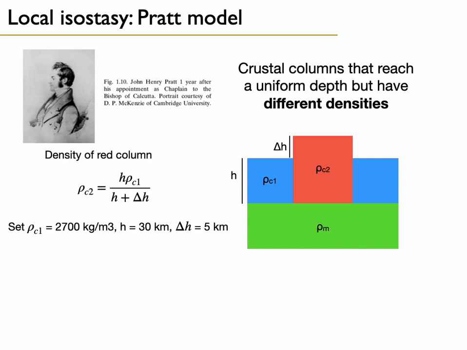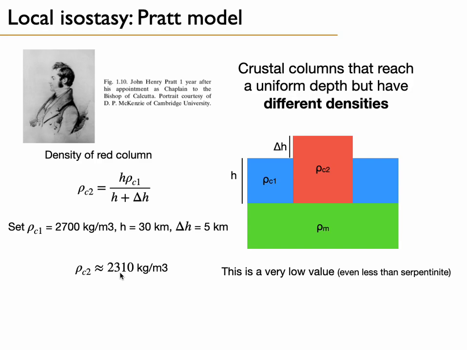You set values now. So let's assume that rho C1, the crust of normal thickness, has a density of 2,700 kilogram per meter cube, a thickness of 30 kilometer, and let's assume that the height of the plateau, the mean height, would be 5 kilometers. Now you obtain this number. Rho C2 is 2,310 kilogram per meter cube.